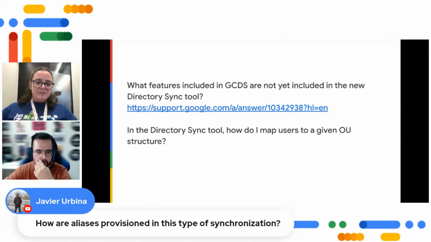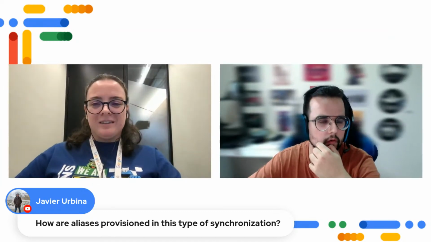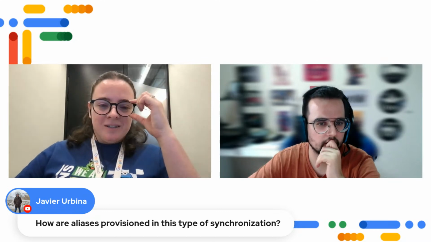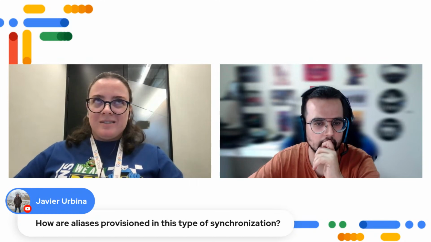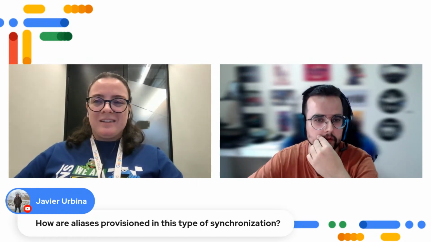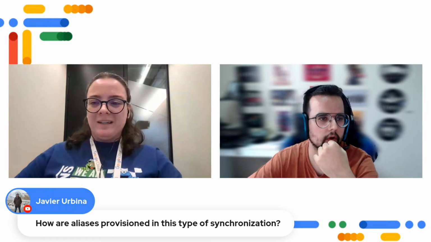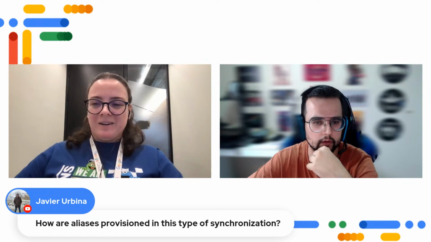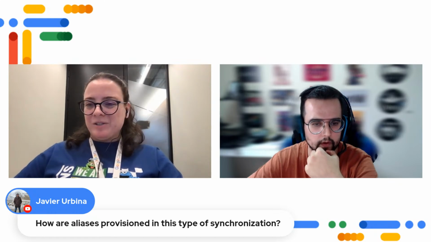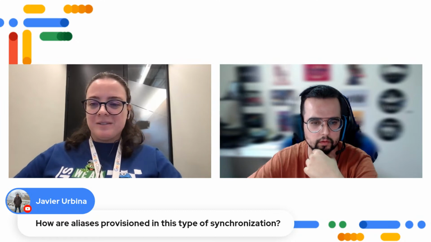So how are aliases provisioned in this type of synchronization? I don't think there is any difference in the way the aliases are synchronized. If you mean like the UPN... The sync is the same, so we get the user, the surname, and the UPN. And also, if you want to get other attributes like SAM account name or other attributes from Active Directory, it's going to sync the same way. It doesn't change from what we had with GCDS and directory sync.